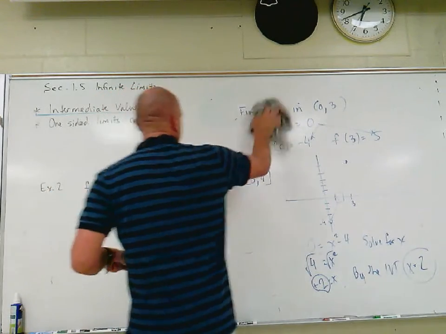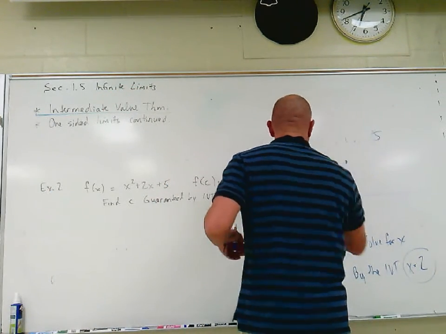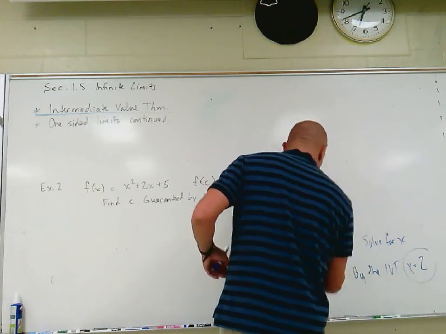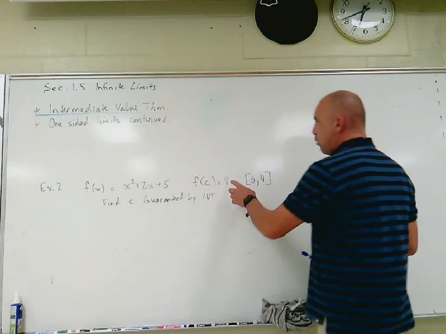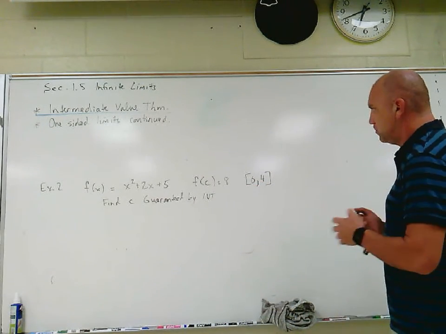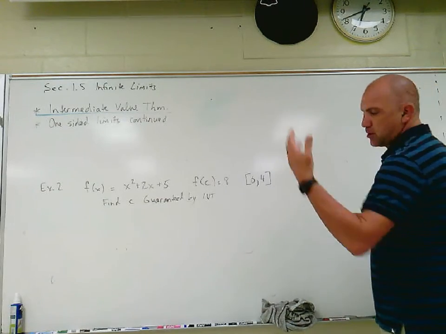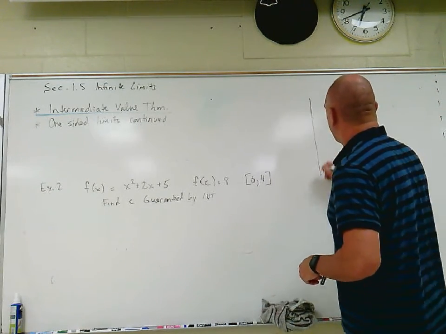So again, it says find any x, find c guaranteed by the intermediate value theorem. So what I'm doing is I'm telling you what y value should be between the two endpoints. So again, here's what I'm going to do. I picked the quadratic again because they're easier to solve, but I just want to get the point across of what we're doing.